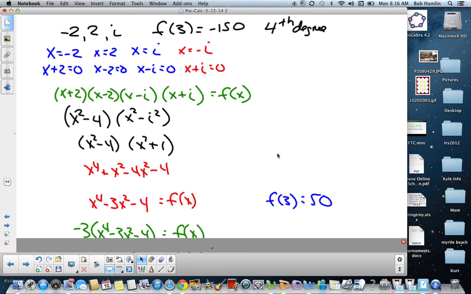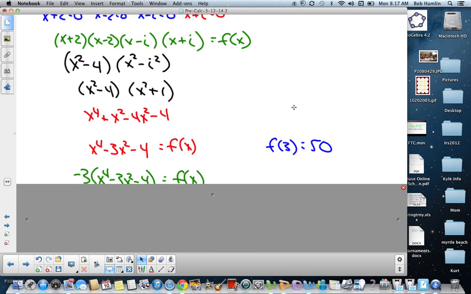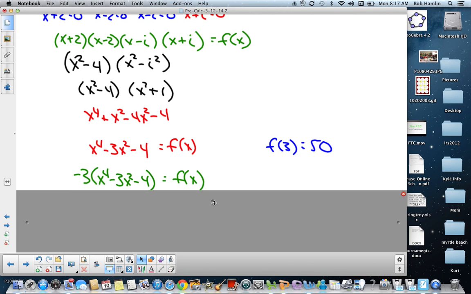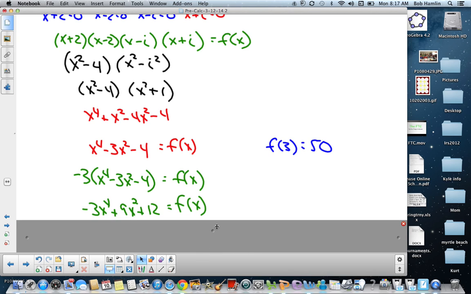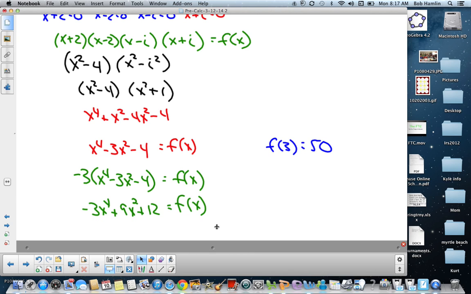And I get -3 times x minus 4, or x to the fourth, minus 3x squared minus 4. And then I just distribute the -3 inside. And then I get a final function of -3x to the fourth plus 9x squared plus 12.